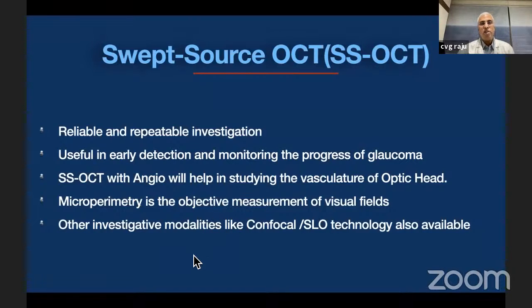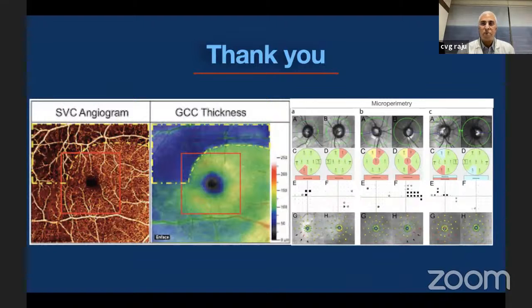So these are the main advancements in the field of imaging and the usefulness of the SSOCT. Other investigative methods like confocal and SLO technologies are also available. They are also equally effective, but OCT is more widely and popularly accepted.